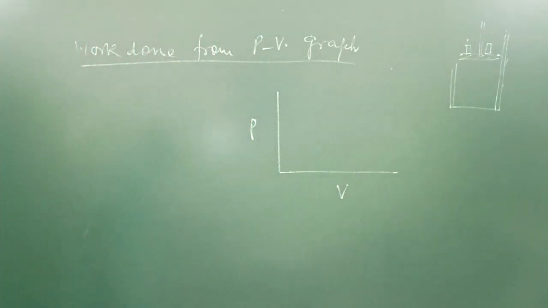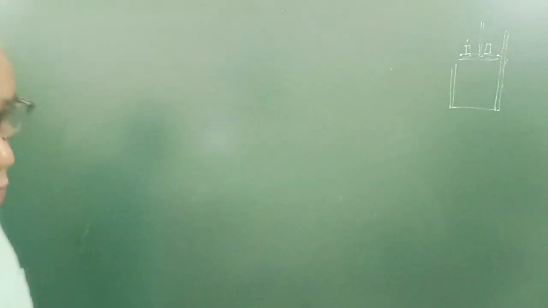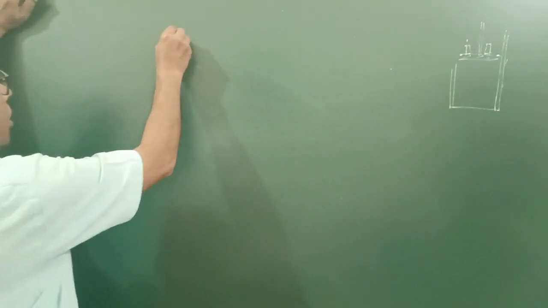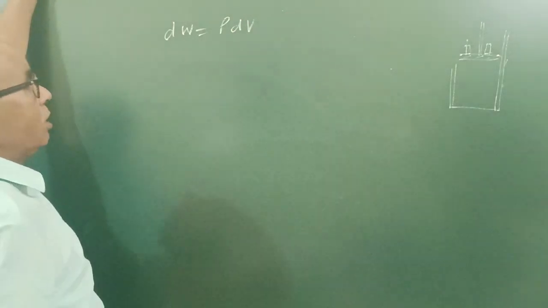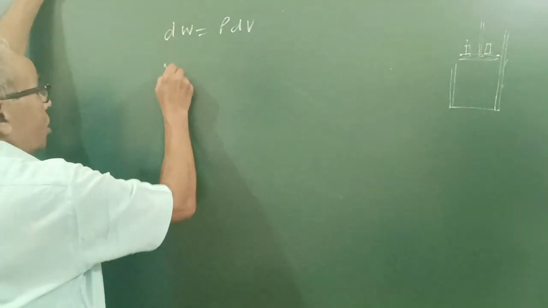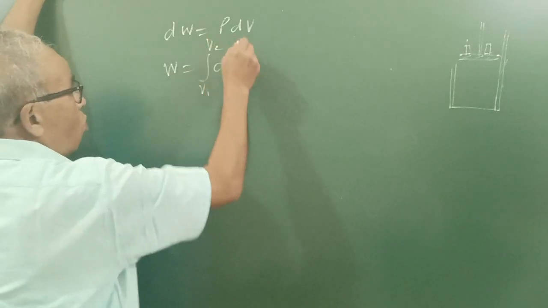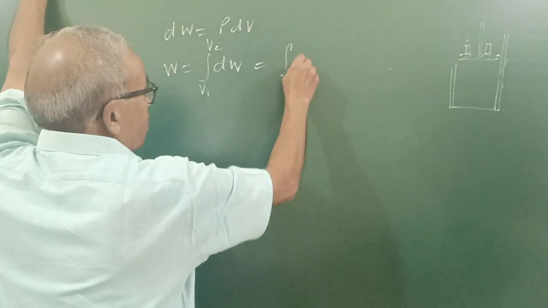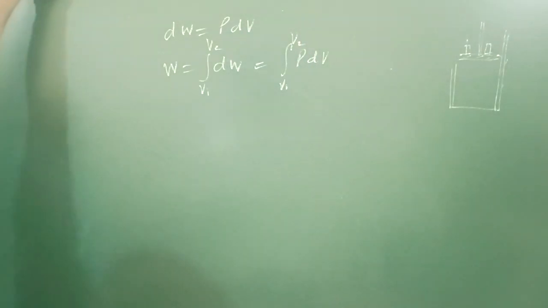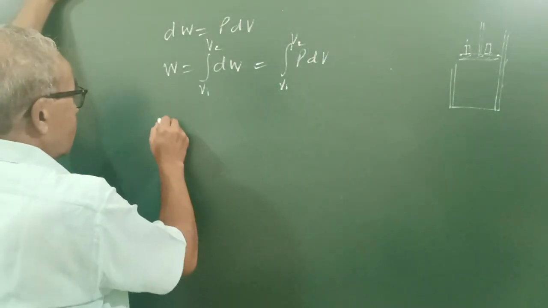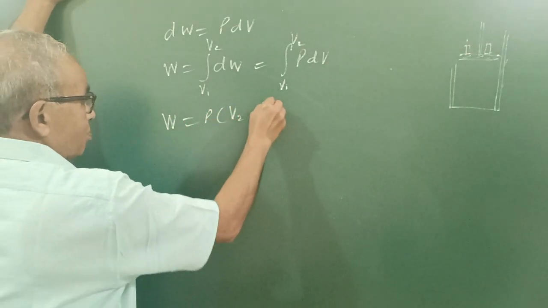Yes, dear friend, in the last video I told you how to calculate work done. dW is P dV, and if volume changes from V1 to V2, then W is equal to the integration of dW from V1 to V2, which equals the integration of P dV from V1 to V2. And if the pressure of the gas remains constant while the volume changes from V1 to V2, then W is P into (V2 minus V1).